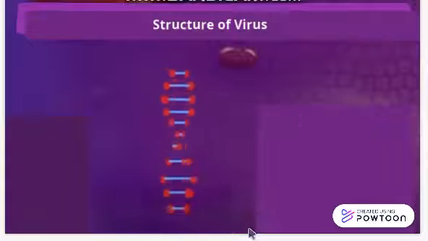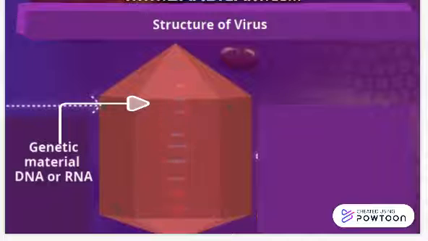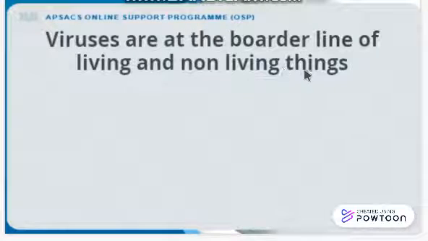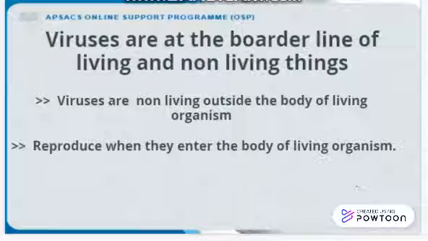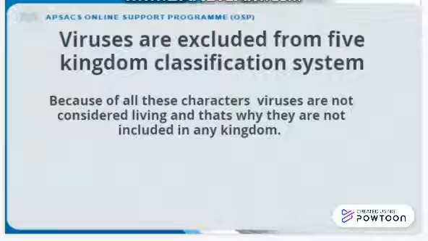Viruses have crystalline structure. They are made up of genetic material that can be DNA or RNA, and a protein shell which encloses that genetic material. Viruses are at the borderline of living and non-living things. Viruses are non-living outside the body of the living organism. They reproduce and act as living when they enter the body of a living organism. Because of all these characteristics, viruses are not considered living. And that's why they are not included in any kingdom and they were excluded from 5 kingdom classification system.